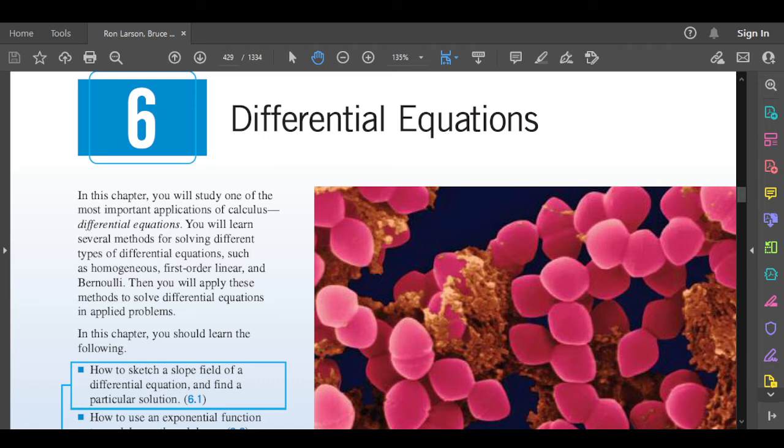We are now in module 4, or chapter 4, of this course, and it is about differential equations. Differential equations is one of the most important applications of calculus. This is the time that you are going to solve real life applications where we can find calculus. Also, you will learn several methods and techniques in solving differential equations.